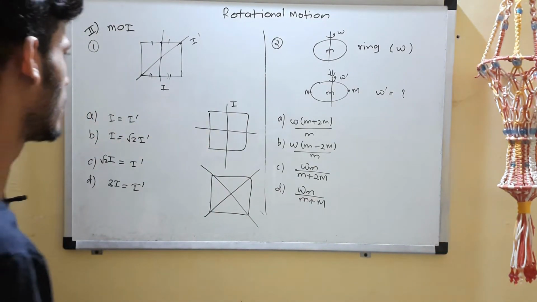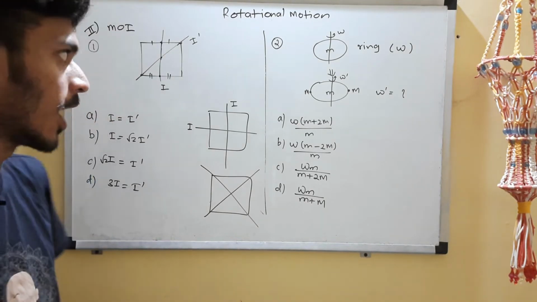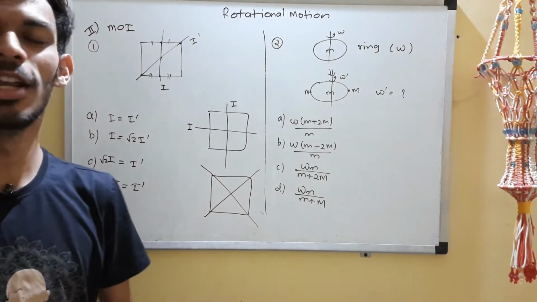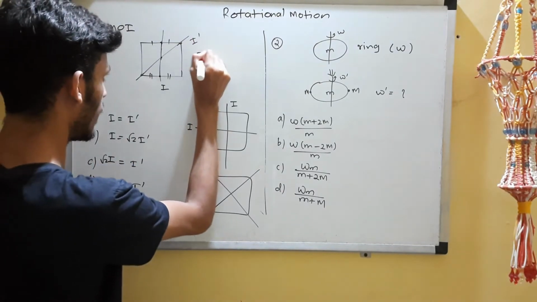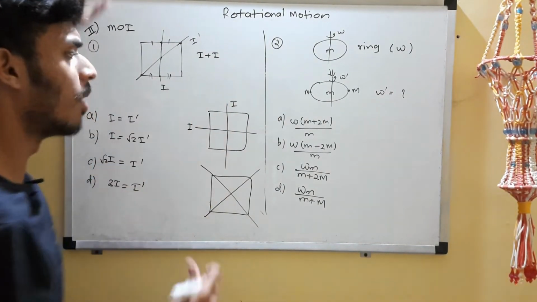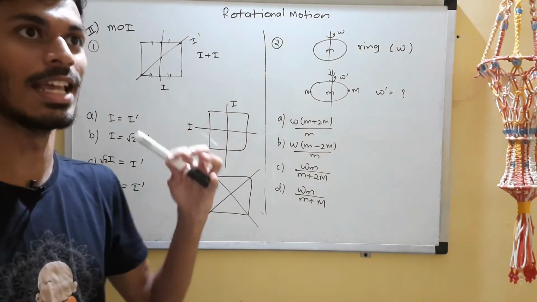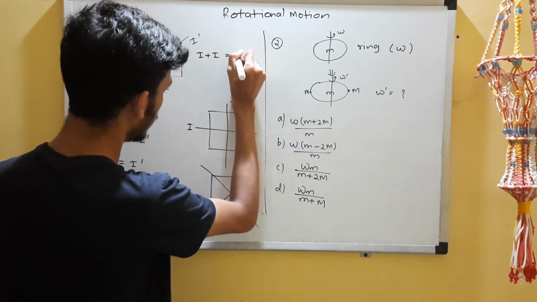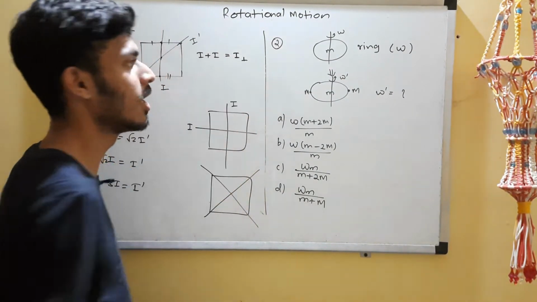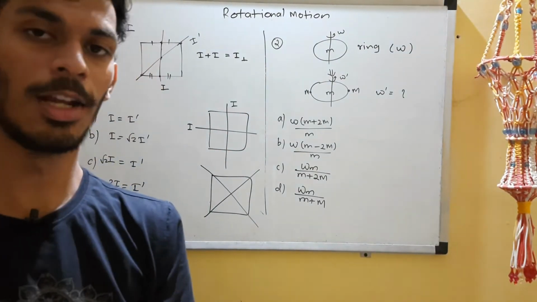square is a very symmetrical figure, here also the moment of inertia will be I. Now according to the perpendicular axis theorem, the sum of the moments of inertia about two perpendicular axes in the plane is equal to the moment of inertia about an axis which is perpendicular to the plane and also mutually perpendicular to the remaining two.